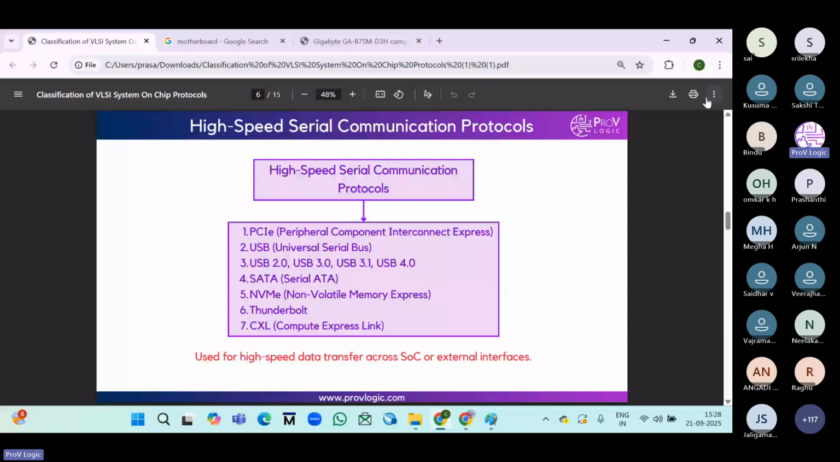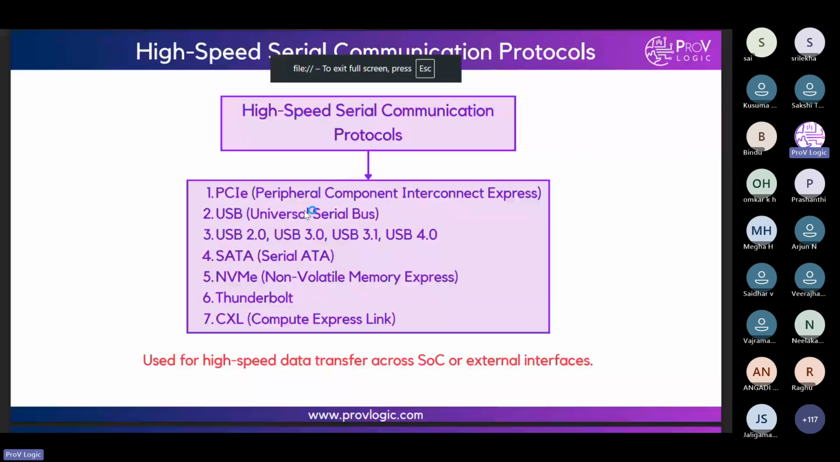But if you are at fresher level, you don't need to concentrate on that. But if you have 3 or 4 years of experience in design verification, you must learn PCIe, because nowadays in the market there is very high demand for PCIe and USB. And there are SATA, NVMe, Thunderbolt, CXL protocols. CXL is also PCIe related. For PCIe, the advanced one is the CXL protocol. Okay.